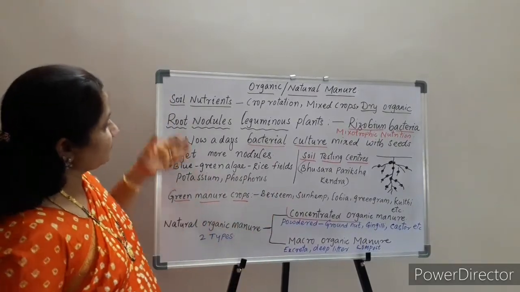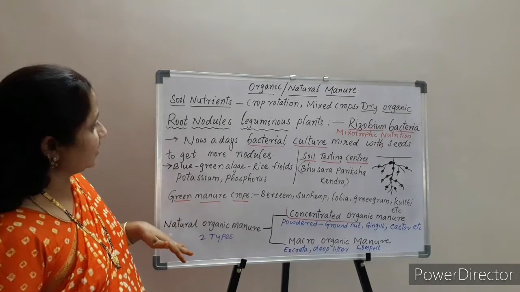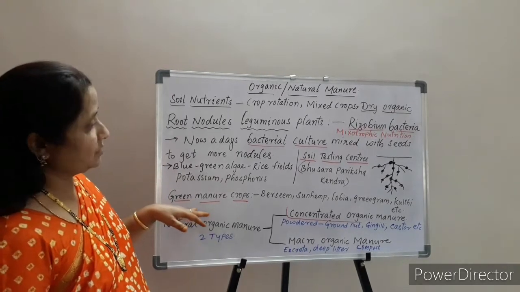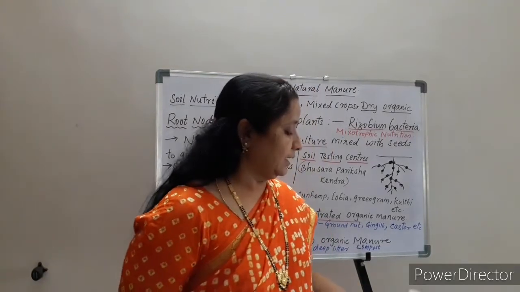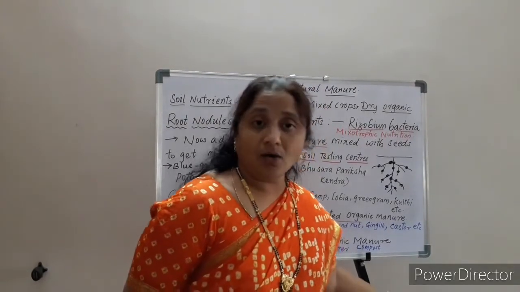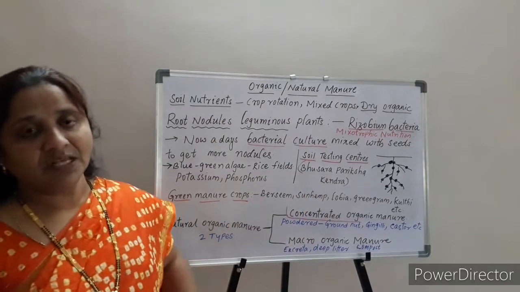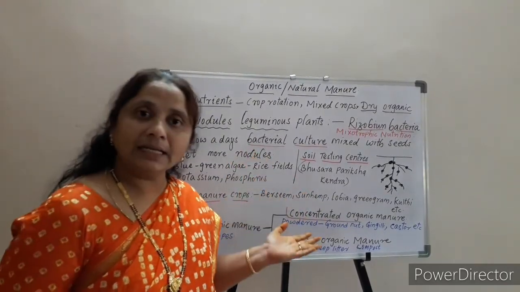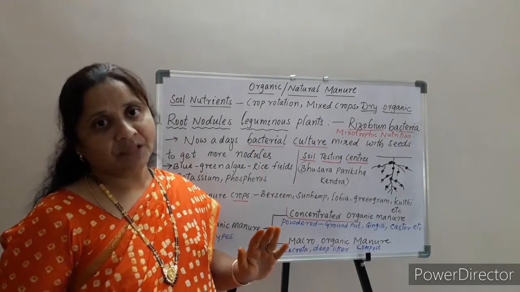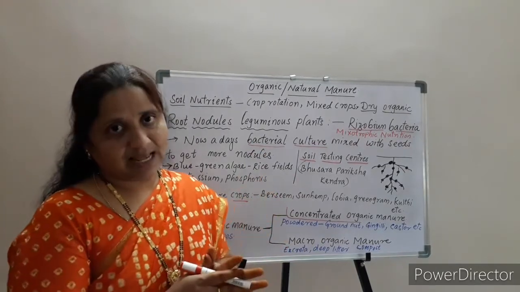In this manner, these are the different types of soil nutrients which increase the fertility of the soil and which come under organic or natural manures. Organic and natural manures increase the fertility and productivity of the soil when compared with chemical fertilizers.